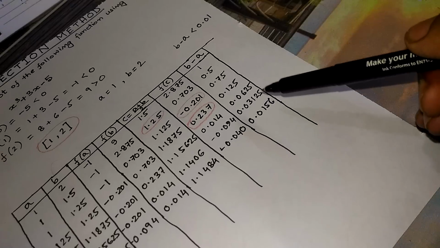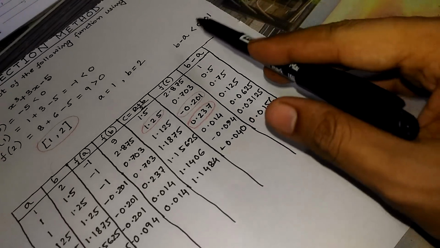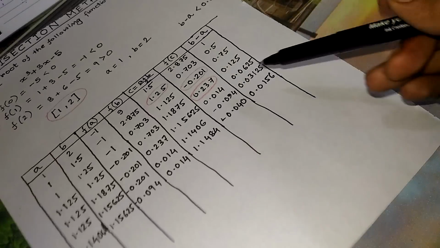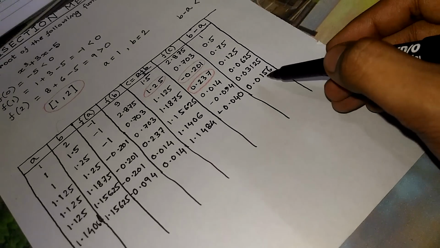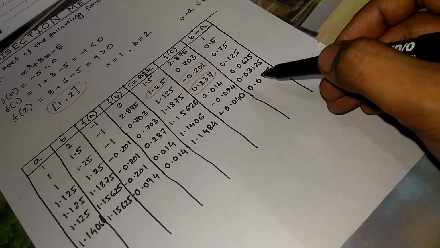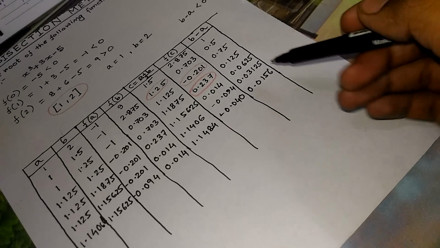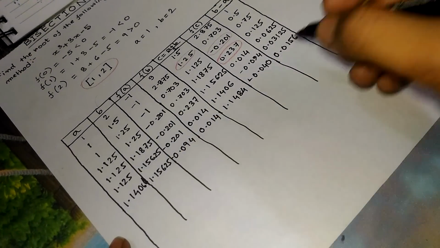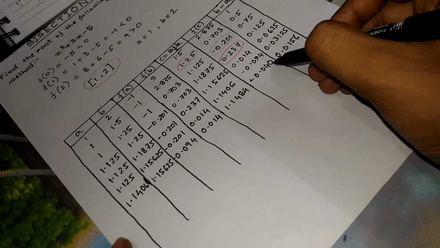Now you guys see, in the starting of the video I have mentioned one condition, that we will stop our iterations at that position whenever we get b minus a value less than 0.01. See, I have reached a point where the b minus a value is 0.0156. So for the next step we must be very careful. The next step, since f of c is negative, we will change the value of a.